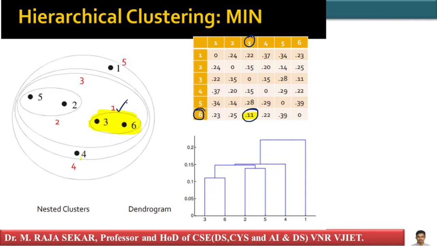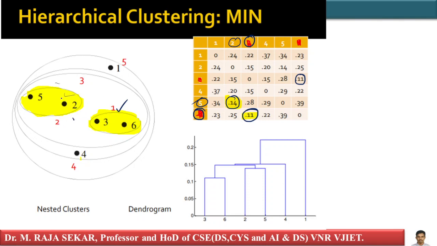What is the next smallest value? Of course, here I have 0.11, but I need not bother about it, because we already covered this one, isn't it? 3 and 6 are part of the first cluster. What is the next smallest value? If you look, the next smallest value is 0.14. It is between 2 and 5, isn't it? Therefore, this is the second cluster.